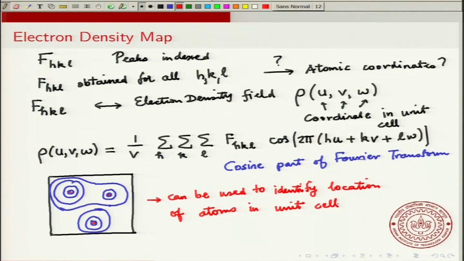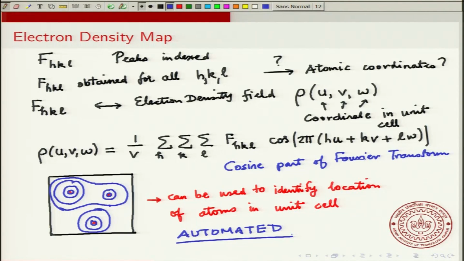And this, again, I should emphasize, is completely automated. That means the instrument will do this for you. It will use some software to carry out this analysis and give you the electron density map.